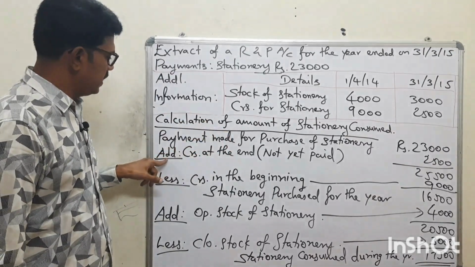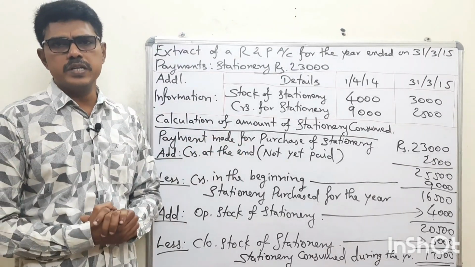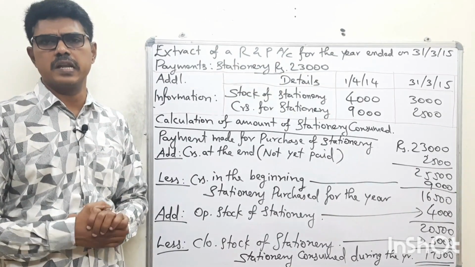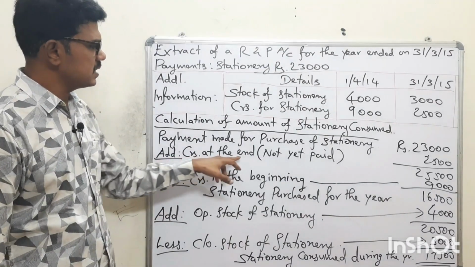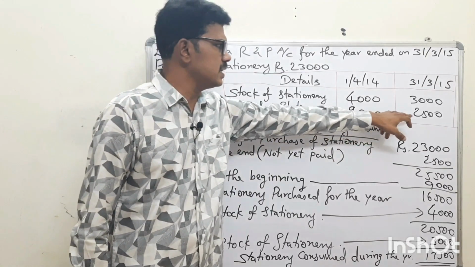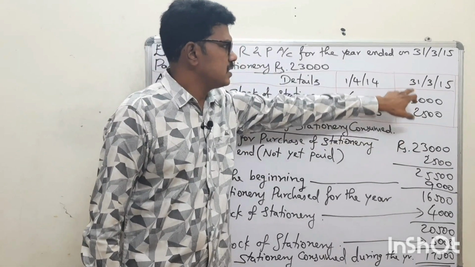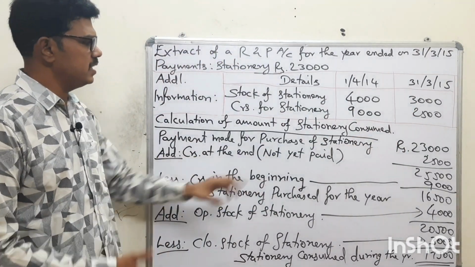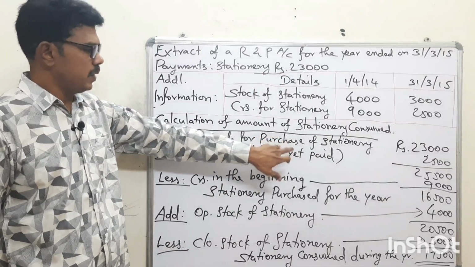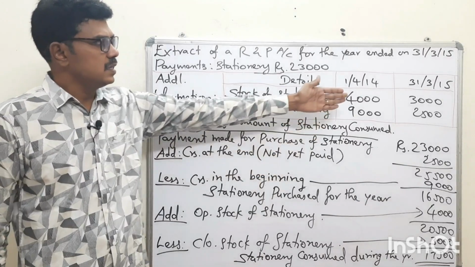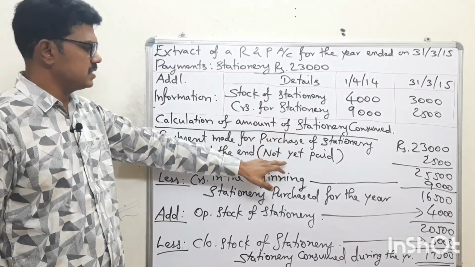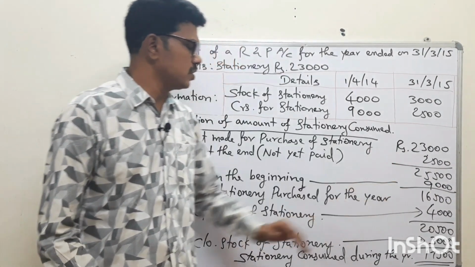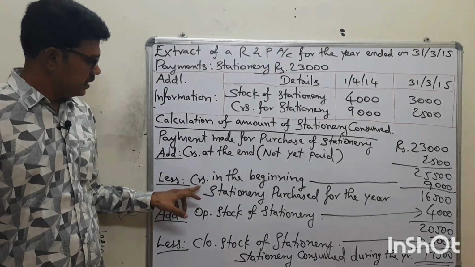And then we should add creditors at the end. First we should calculate the credit purchase or purchase made during the year, and only then can we calculate the stationery consumed during the year. What is the value of creditors at the end of the year, 31st/3? Creditors for stationery at the end of the year is 2,500. This must be added: payment made for stationery plus amount not yet paid till the end of the financial year. That gives 25,500.